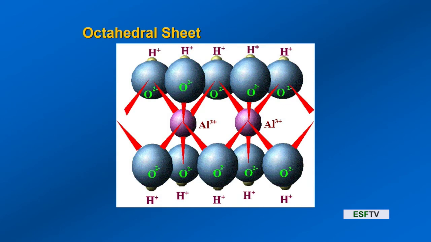We can do the same with the aluminum octahedra. Here's an aluminum octahedron, and each aluminum shares 2 of its neighbors' hydroxyls. These are hydroxyls. We can string these together and make an octahedral sheet. So we're stringing together these octahedra and making these covalent sheets.